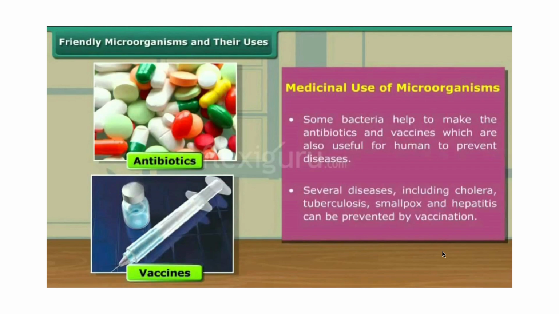Two types of medicines: antibiotics and vaccines. Both of them are really essential and both have been made with the help of microorganisms. Some bacteria help to make antibiotics and vaccines, which are useful for humans to prevent diseases. Several diseases including cholera, tuberculosis, smallpox and hepatitis can be prevented by vaccination.